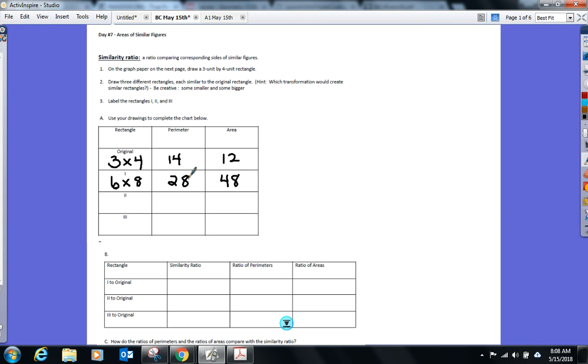Anybody want to give me another similar rectangle to the 3x4, Madeline? Okay, so we're dividing both of them by 2, so 1.5 by 2. Yep, that's good. That's a similar rectangle to the 3x4. So go ahead, everyone, find the perimeter and area of a 1.5 by 2 rectangle.